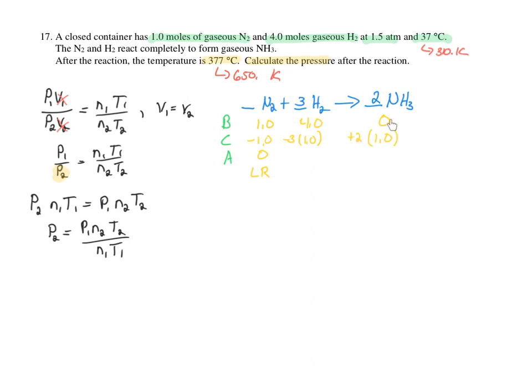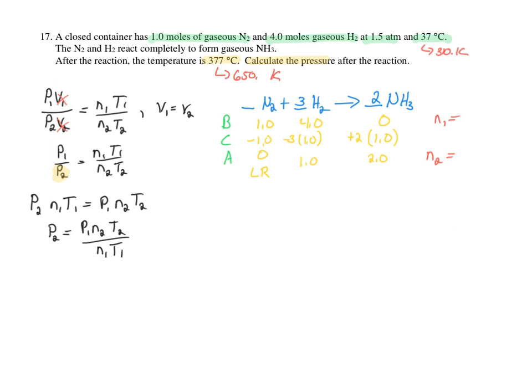Looking at our products, we don't start with any product, and we see for every mole of N2 that we lose, we're going to gain 2 moles of NH3. To find the amount that exists after the reaction, we add the first 2 lines together, the before and the change. So by design, our limiting reagent has 0. 4 minus 3 gives us 1 mole of H2 left, and we see we've generated 2 moles of NH3 gas.